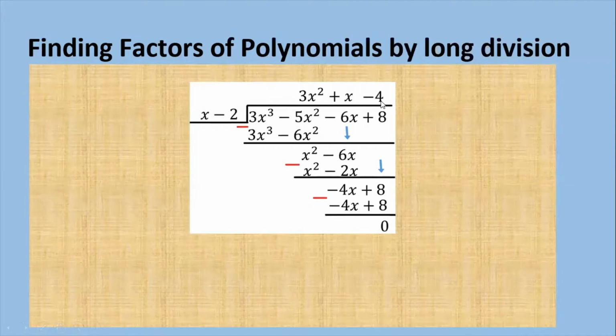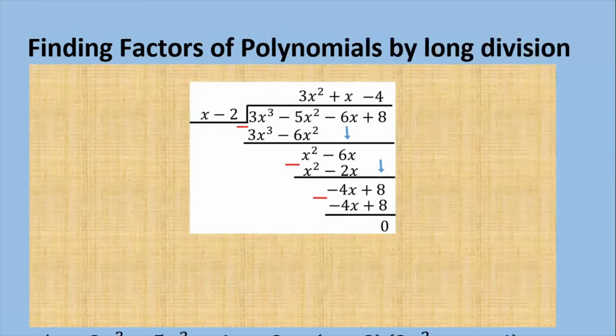And then what do we need to do? We multiply the negative 4 by x minus 2, so that will be negative 4x plus 8. Then we subtract, and we get 0. You need to get a remainder of 0. Why? Because x minus 2 is a factor. If it is a factor, therefore there is no remainder.